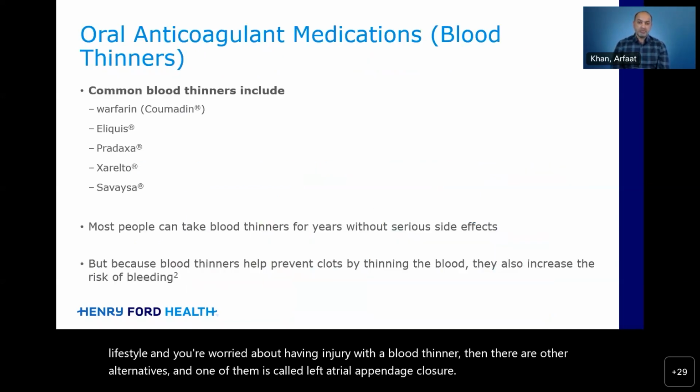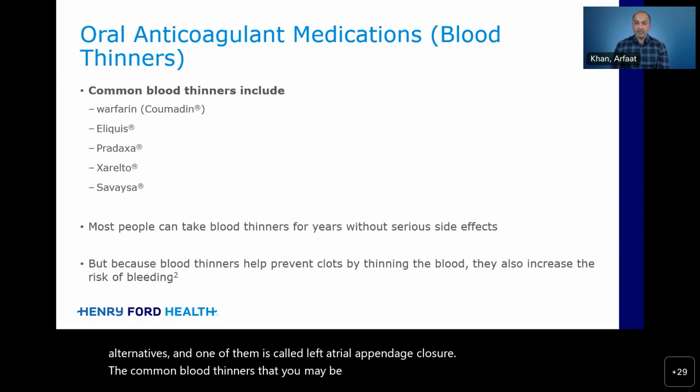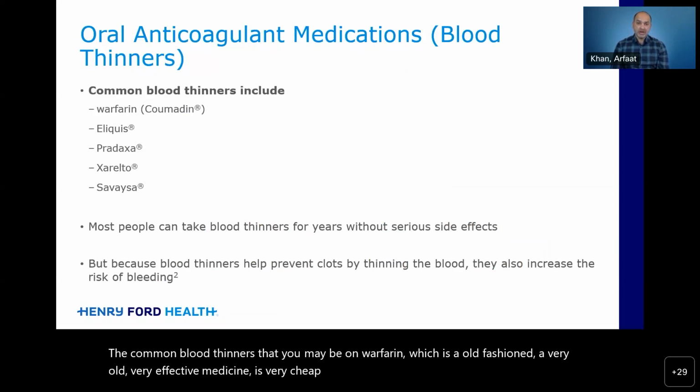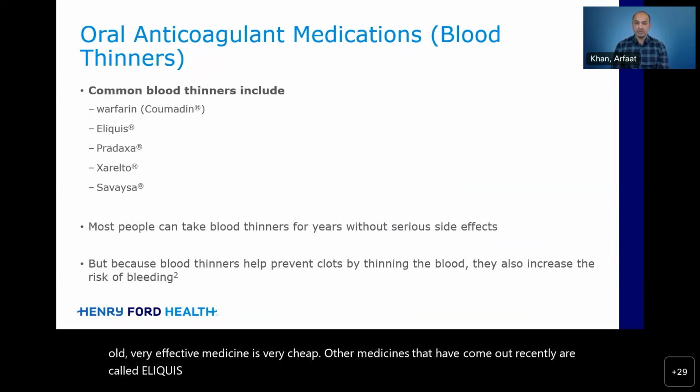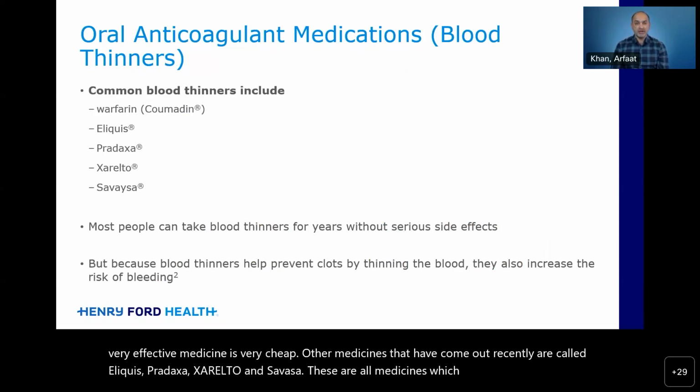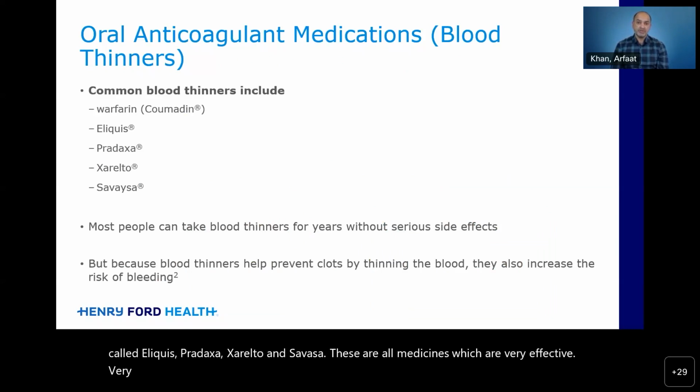The common blood thinners that you may be on: warfarin, which is a very old, very effective medicine, is very cheap. Other medicines that have come out recently are called Eliquis, Pradaxa, Xarelto, and Savaysa. These are all medicines which are very effective, very good for prevention of stroke and atrial fibrillation.